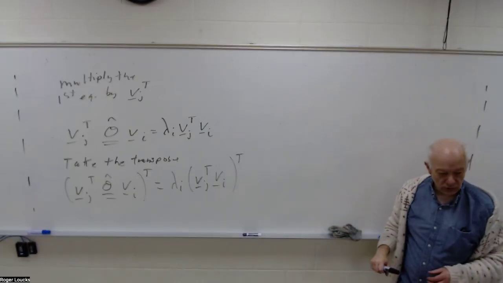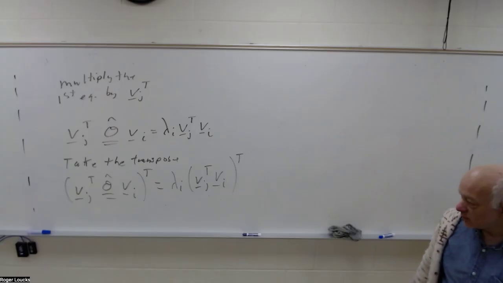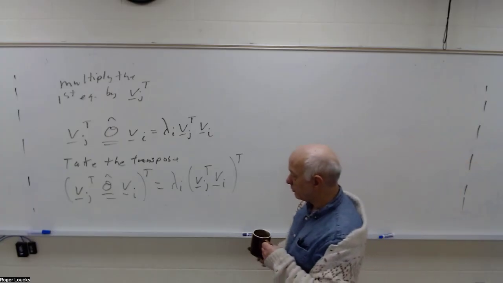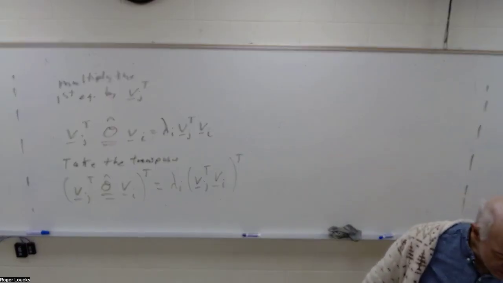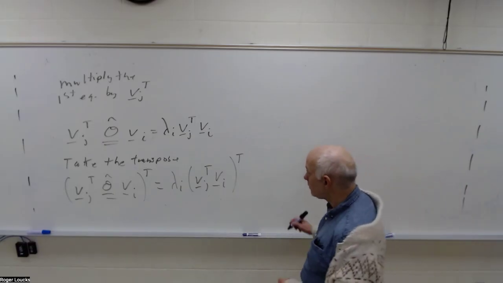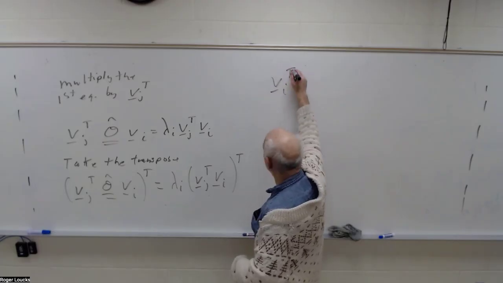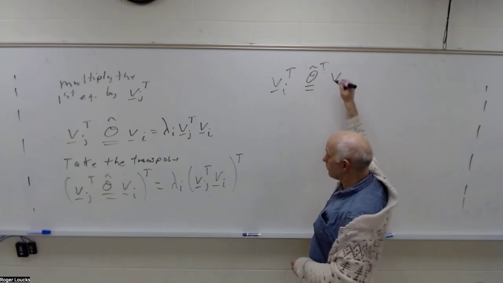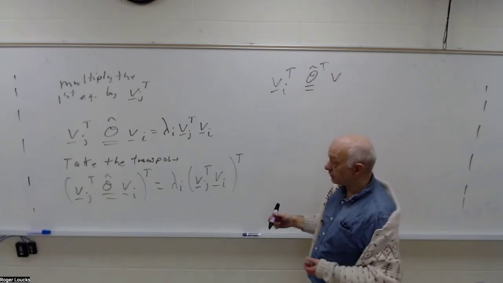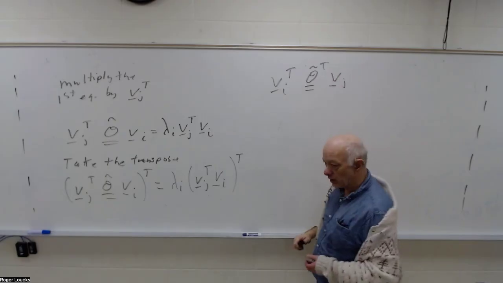Okay, you tell me what's going on. What's going to be the transpose of my buddy here? V_I transpose, O transpose. O transpose, yeah, the transpose of a transpose undoes itself. Now, why did we do that?